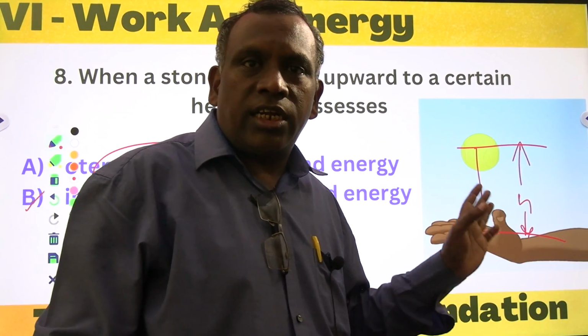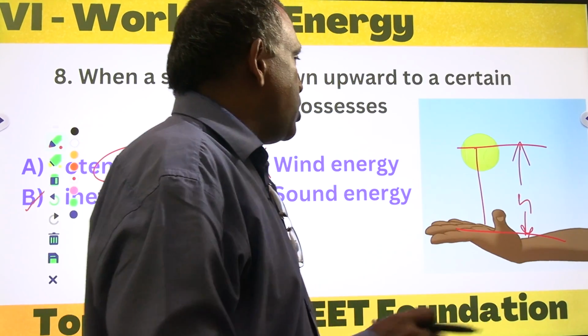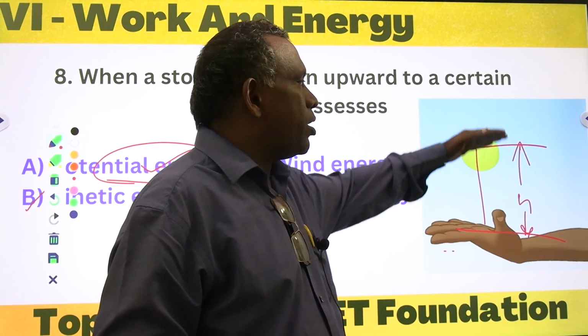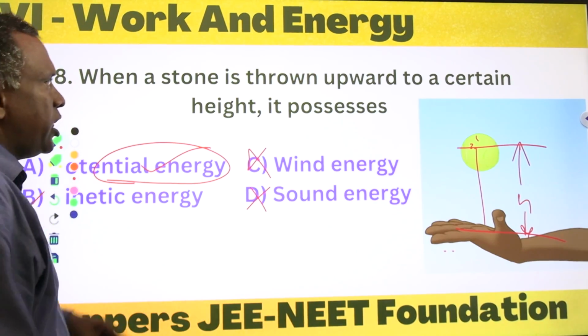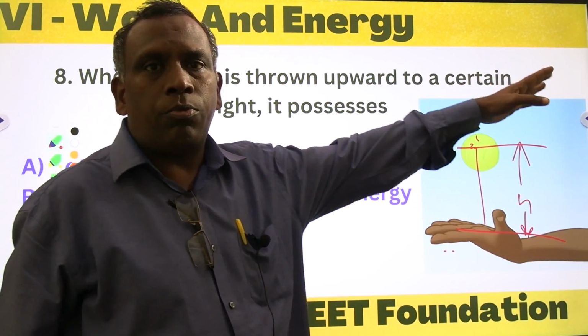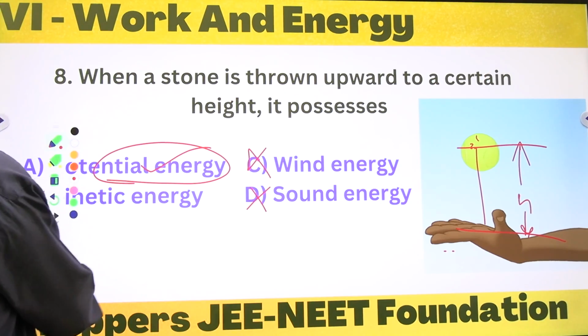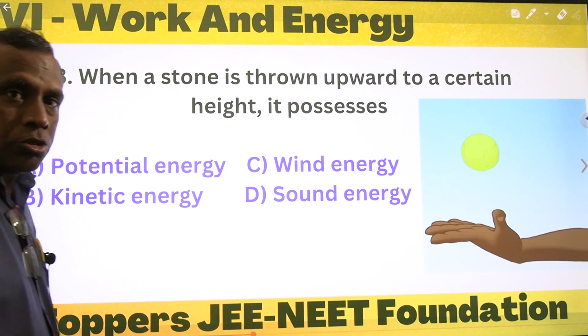Only one option is left: potential energy, due to the position. The body changed its position from the ground to a certain height. That's why the answer is potential energy when a stone is thrown upwards to a certain height. So that is the answer for the 8th question.